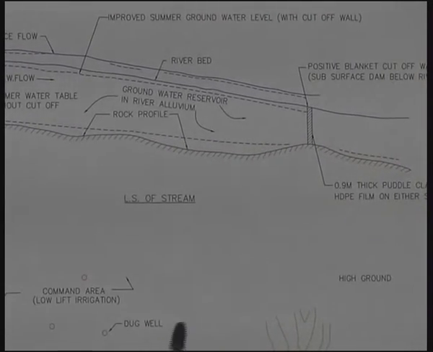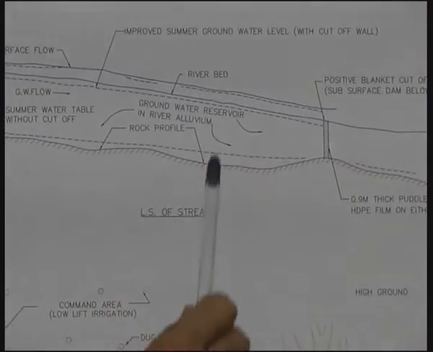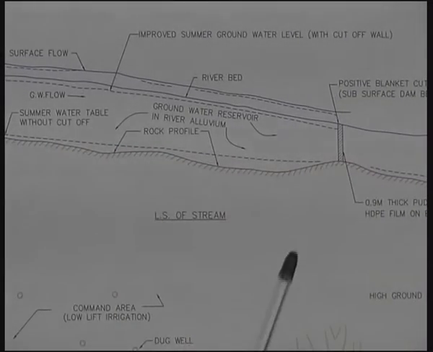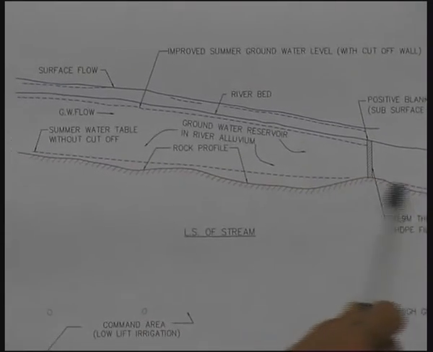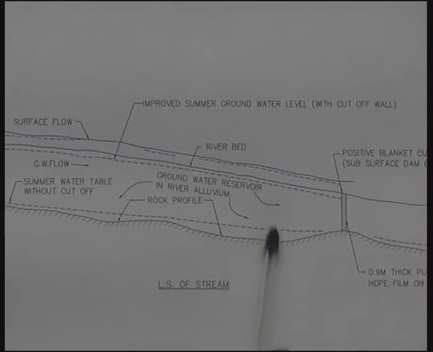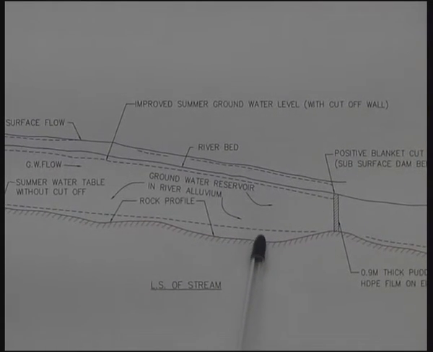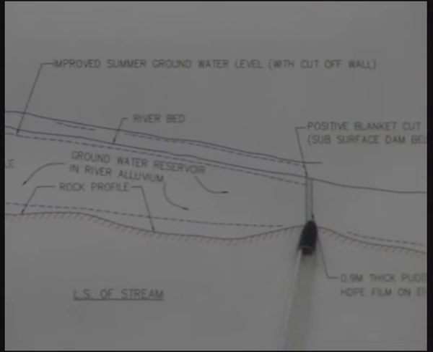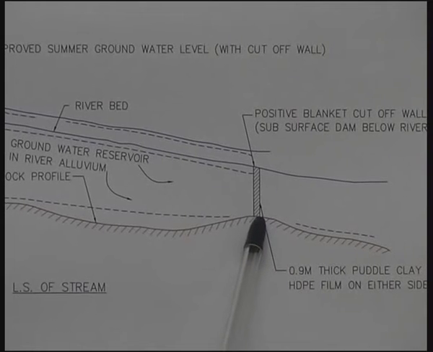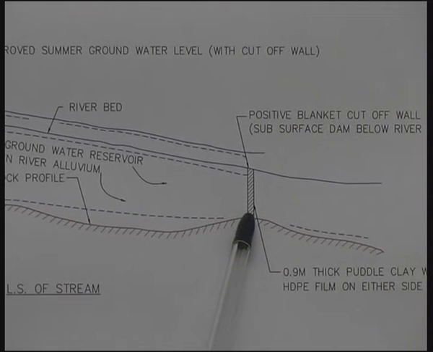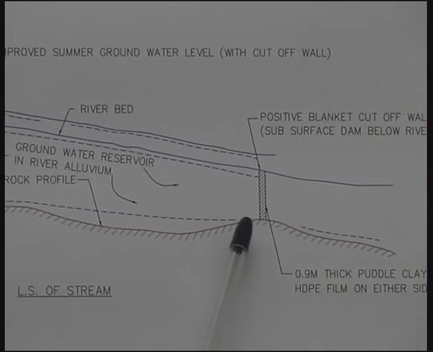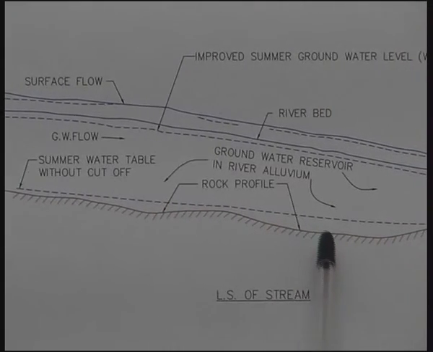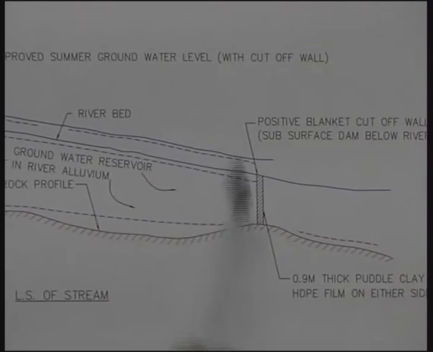By doing geophysical surveys for the area, we can determine an economical site for the construction of the subsurface dam. Supposing we know this profile, we won't go in for a subsurface dam here, because the depth of the dam is much more here when compared to the depth of dam here. So we can select the site which gives the least cost in that topography, in that geological formation, by knowing certain details about the geology at the vicinity where we are going to construct the subsurface dam.